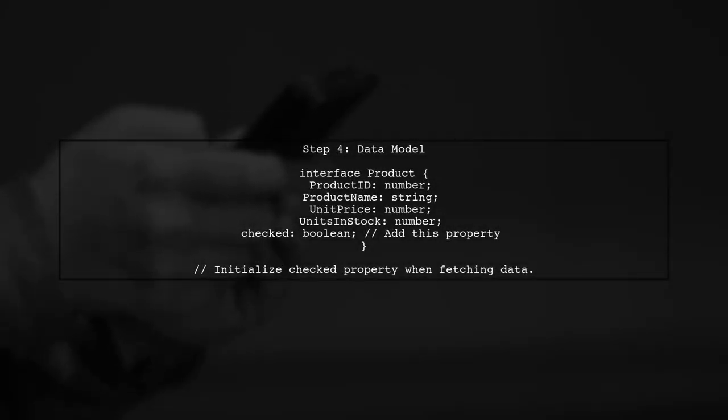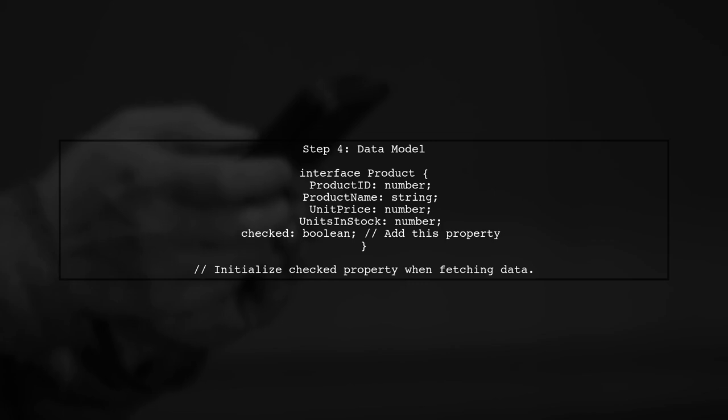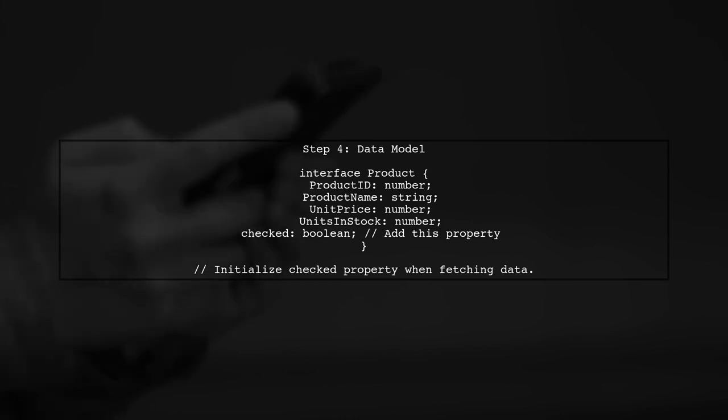Finally, ensure that your data model includes a checked property for each item. This will allow the grid to reflect the checked state correctly. You can initialize this property when fetching or creating your data.